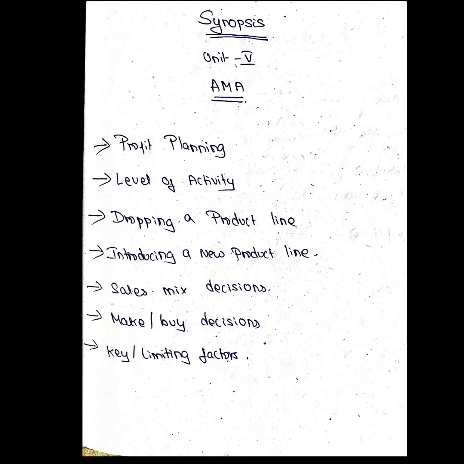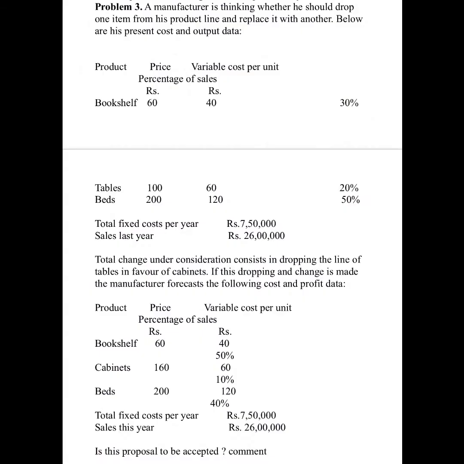For all the concepts, for all the points in the synopsis, we will follow the same statement of profit. That is, sales minus variable cost gives you contribution, minus fixed cost gives you profit. Now we will see one problem. This problem 3 relates to dropping a product line and introducing a new product line. Now we will read the question.